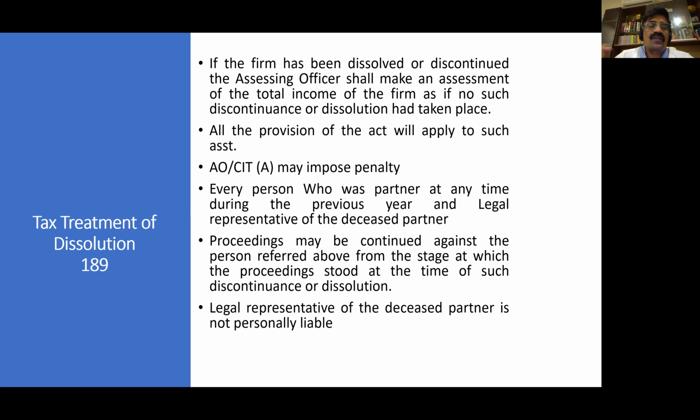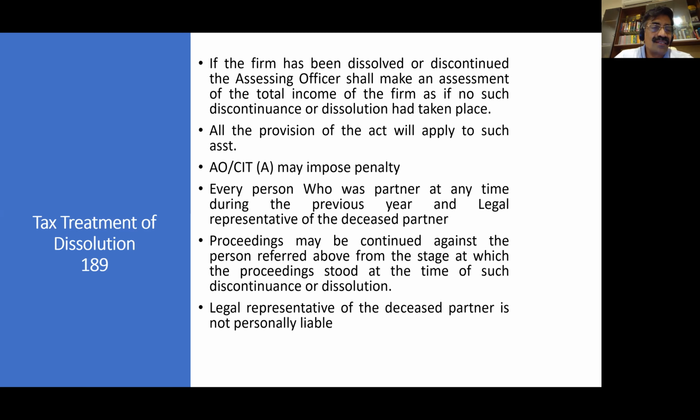So now one question arises. What is that question? Whether 189(4) extends the liability beyond the estate of the deceased, or whether the legal representative is personally liable. We have given the answer in subsection 6: the legal representative of the deceased partner is not personally liable. That means the liability of the legal representative is restricted to the estate of the deceased.